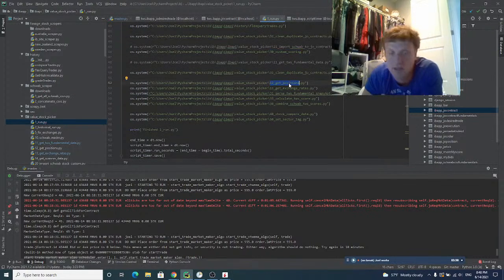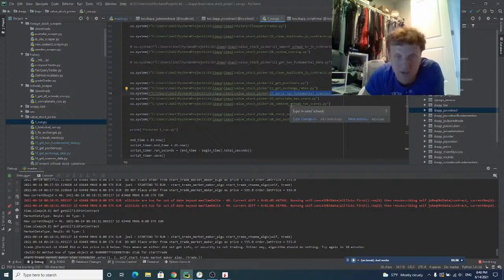Then we come over to Interactive Brokers. This gets all the positions I currently have. This gets all the exchange rates, because as I mentioned, I trade stocks in the Japanese stock market, which would be the yen, and I trade in other currencies as well. So obviously I need to know how those currencies compare to the US dollar in order to run this algorithm correctly.